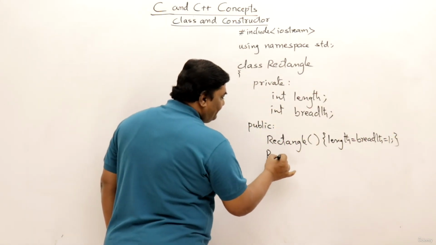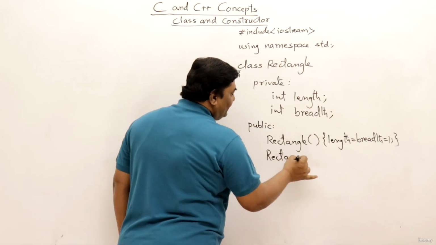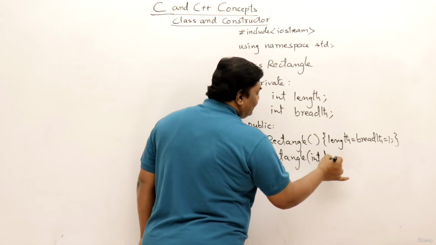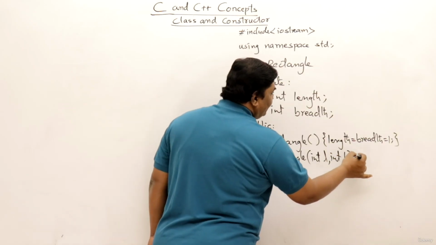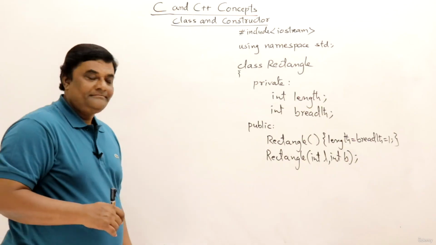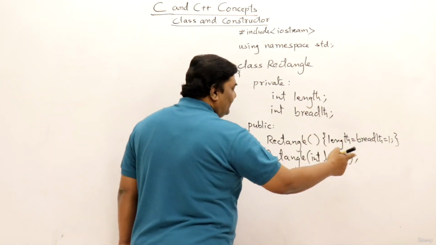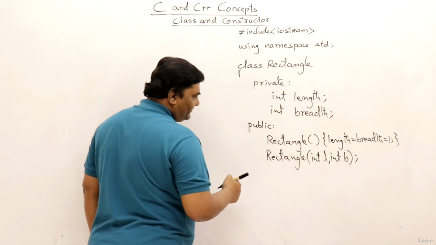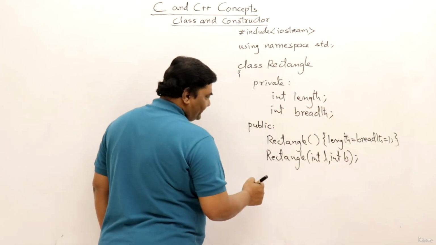Then next I will write a parameterized constructor. This will be called constructor overloading. This takes length and also breadth. This I will be defining outside using the scope resolution operator. So this is just a prototype or a signature of a function, or the header of a function. So this is a constructor member function.